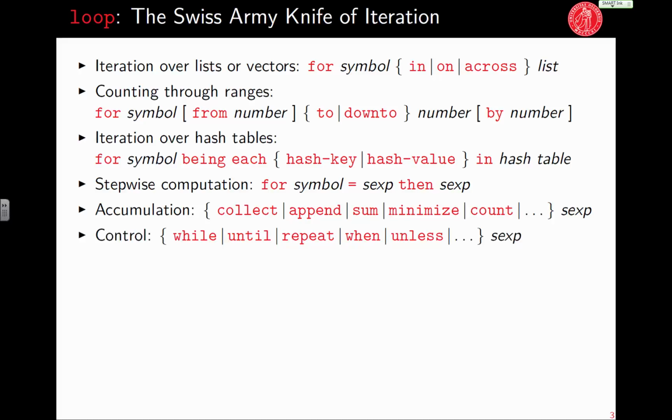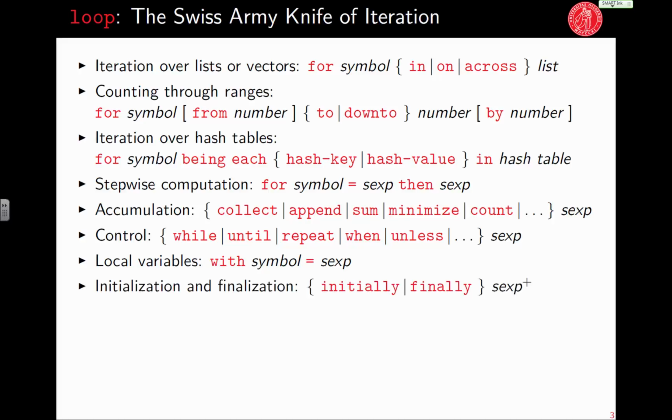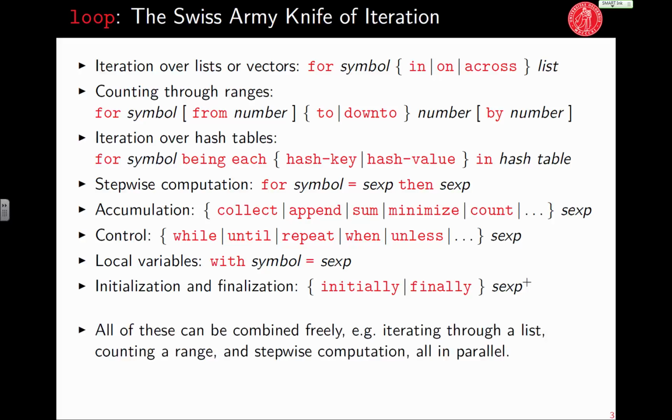In addition to these, for x in or from to, I can also control execution more explicitly. I can say while, until, repeat some number of times, when, unless, and so on. I can give myself local variables with symbol equals something. That would be equivalent to wrapping the loop inside a let. So it saves some indentation. I can have dedicated expressions that I evaluate before the iteration starts and after the iteration has terminated.